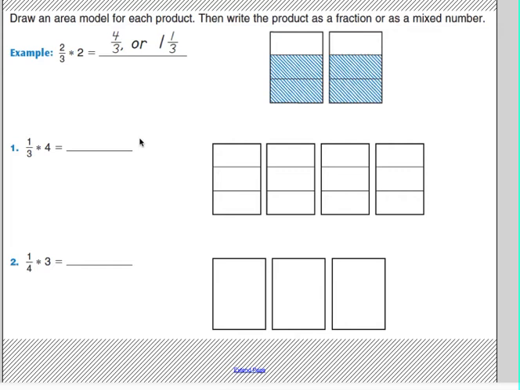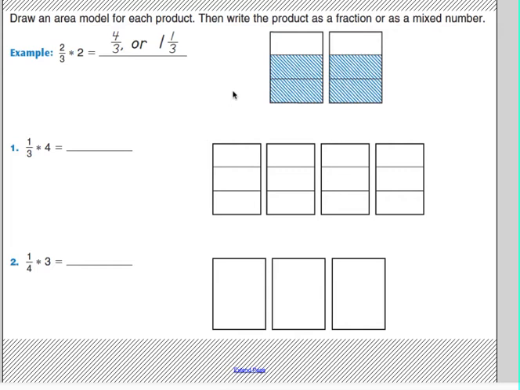Okay, you were asked to draw an area model for each product, then write the product as a fraction or as a mixed number. If you remember in our last lesson, this was the strategy that was called using addition, or I mentioned that it's like doing repeated addition.